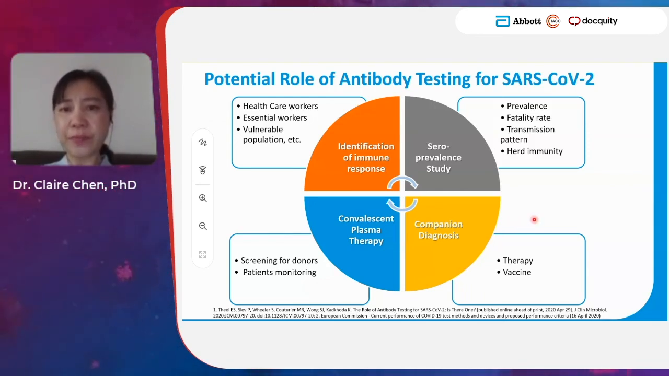And one other role for the antibody in the future will probably be to help with companion diagnostics. For example, if we have a new therapy or a vaccine developed, then we can use the antibody to see whether the therapy or the vaccine can work to produce the antibodies.